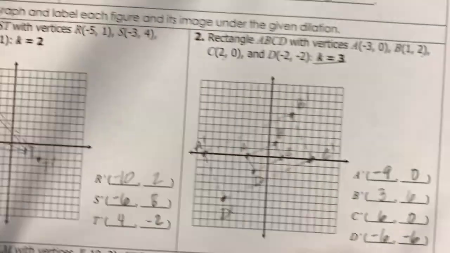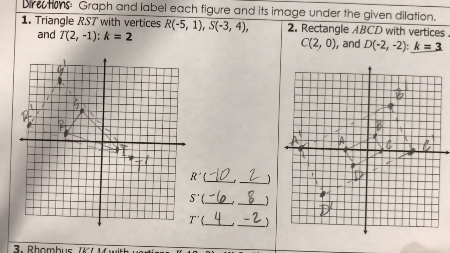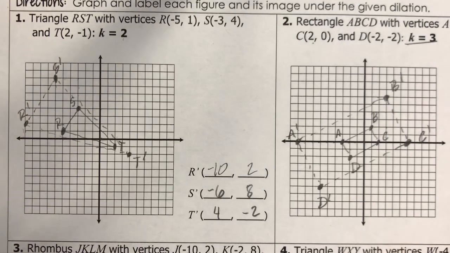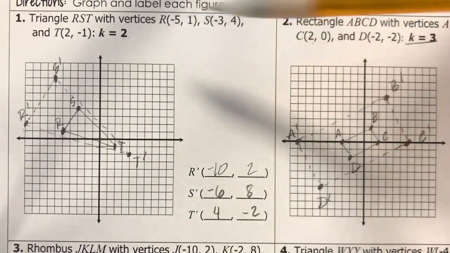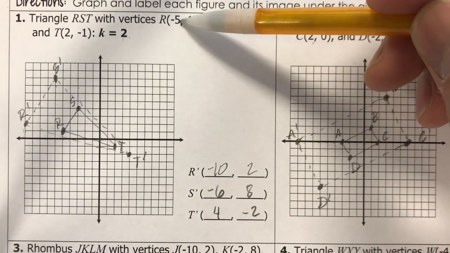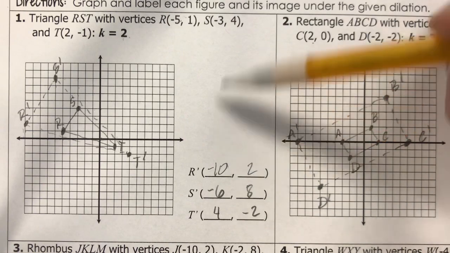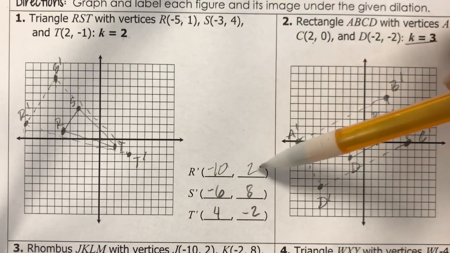If you go back and look at the answers from number 1, the multiplication method works for that one as well because we wanted to multiply by 2. So negative 5 times 2 is negative 10, and 1 times 2 is 2.